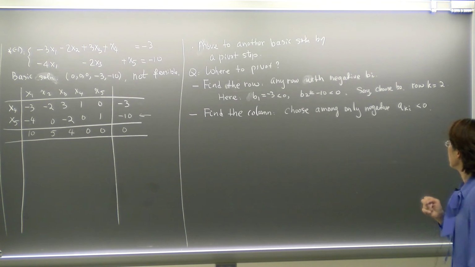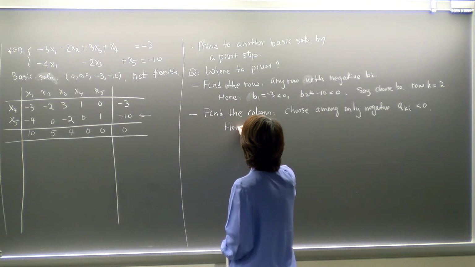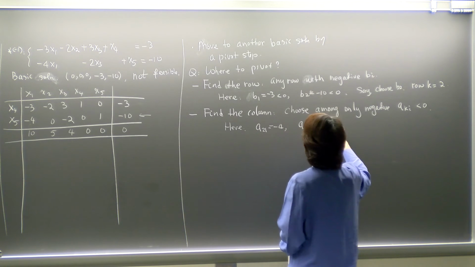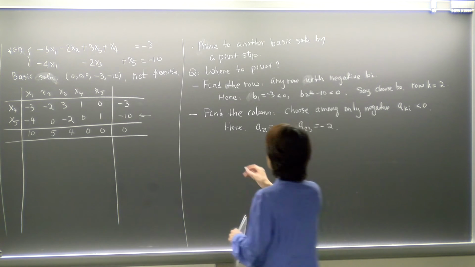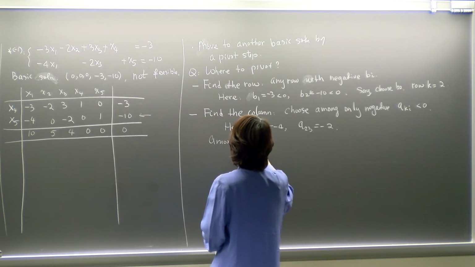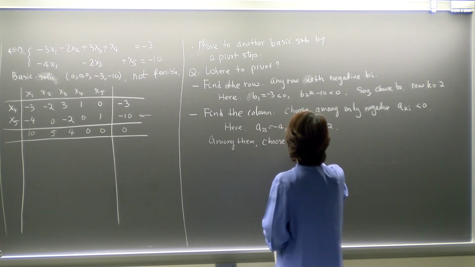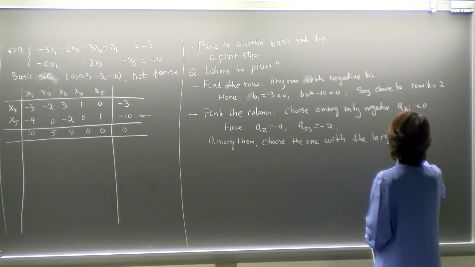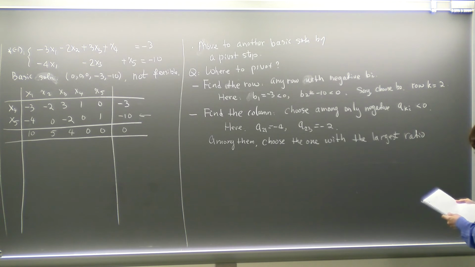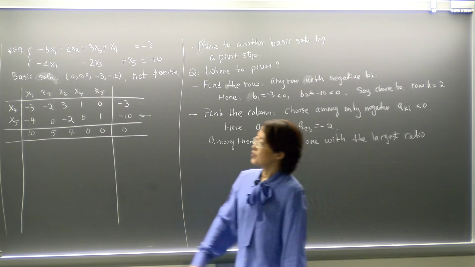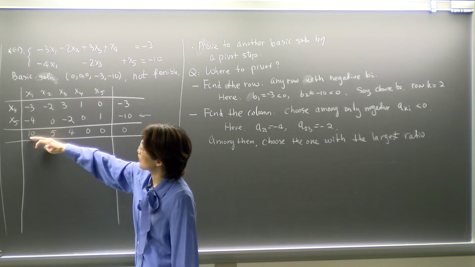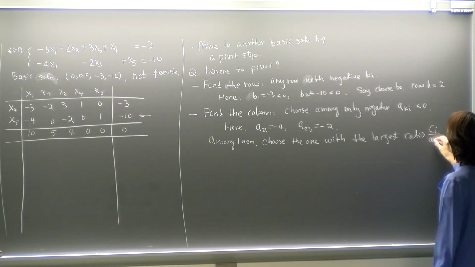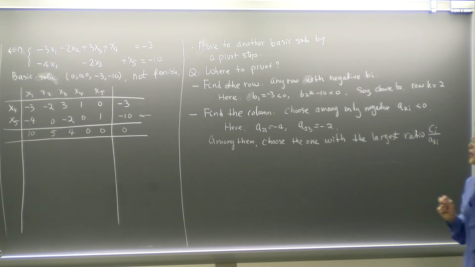So which one should I use? A_21 is negative 4, and A_23 is negative 2. I have to make a decision between them. I will choose the one with the largest ratio. The ratio is made by taking the coefficient of the objective function in the corresponding column and dividing by that A, so c_i over a_{k,i}. I compute all these ratios and pick the largest one.